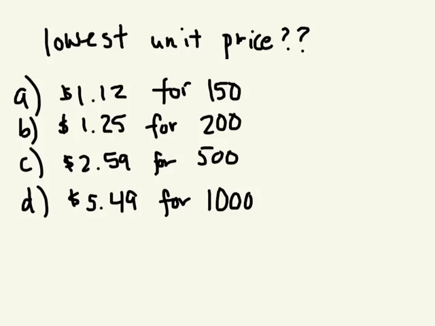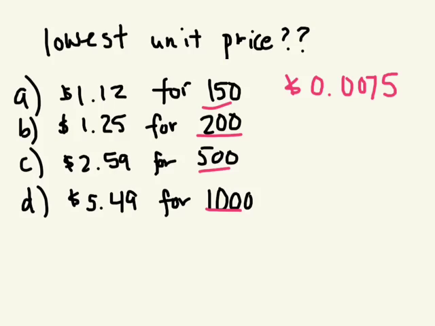Okay, so we want to figure out which is the best deal. Is it better for me to buy 150 sheets of paper for $1.12, 200 sheets for $1.25, 500 sheets for $2.59, or 1,000 sheets for $5.49? Let's figure out each unit price and figure out which one's the lowest. So what's the unit price for A? What was the price for one sheet? Rounded to 3 decimal places. 0.007. Let's round it off to 4 decimal places.